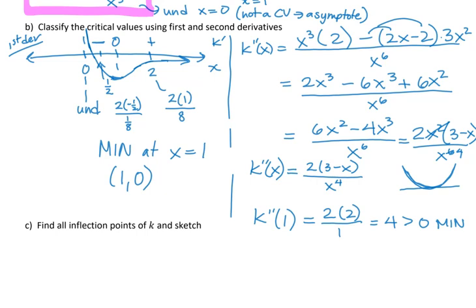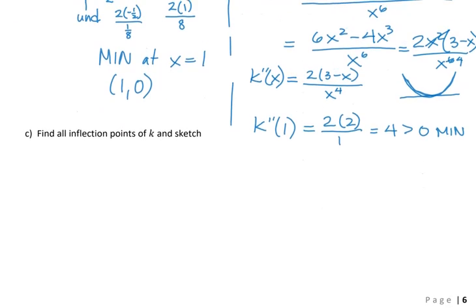Okay, last thing, we want to find our inflection points, and then we want to sketch everything. So we've already got k double prime. K double prime was 2 times (3 minus x) over x to the 4th. And to find inflection points, we want to know when is that 0 and potentially when is it undefined. But again, it's undefined because the function has an asymptote, not because there's an inflection point. So at x equals 0, but that'll be good for our sign chart.